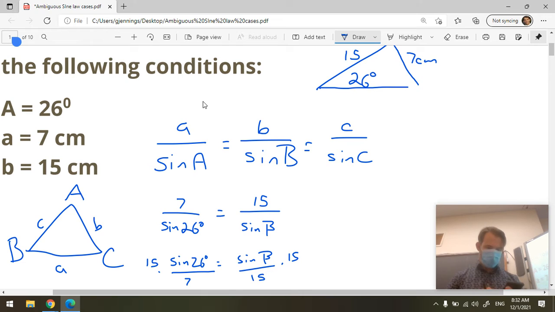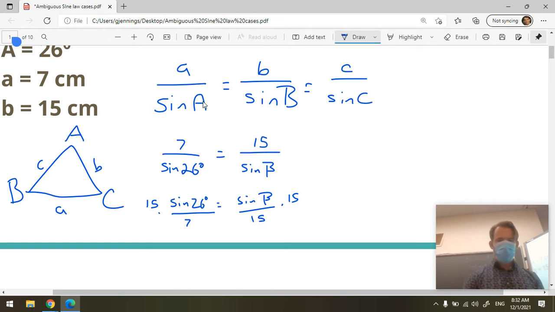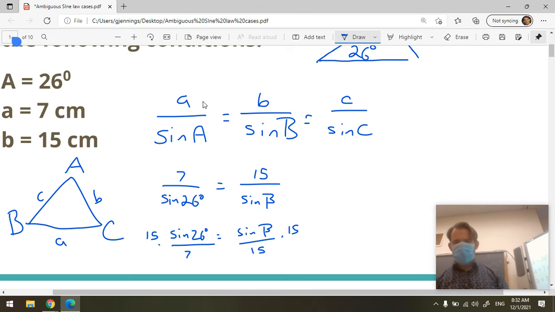This calculator is annoying. There, multiplied by 15, divided by... There we go. And then I do inverse sine of that. And I get 70 degrees. 70 degrees for beta. So the way I set up my algebra there is to find b, I would take the inverse sine of this.